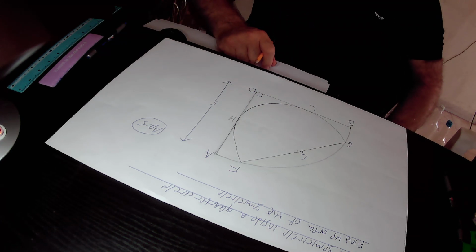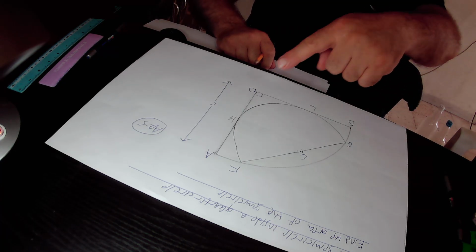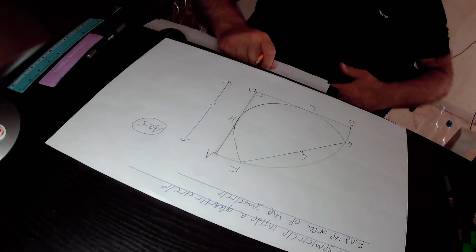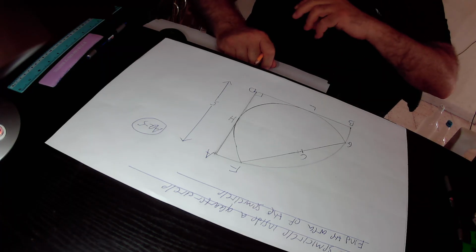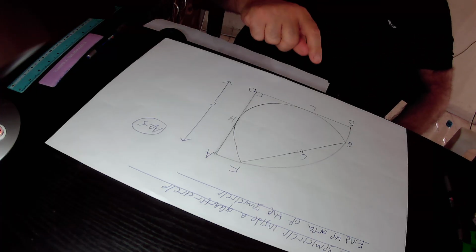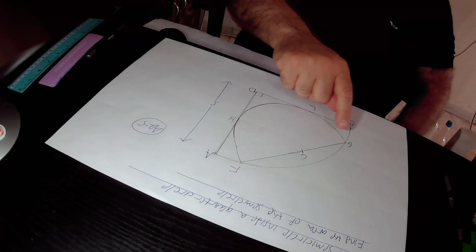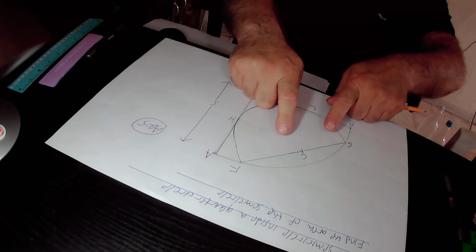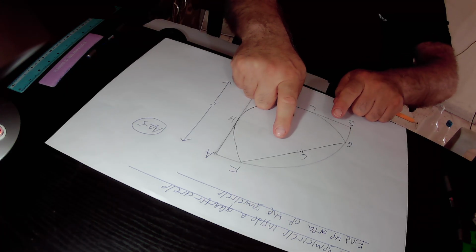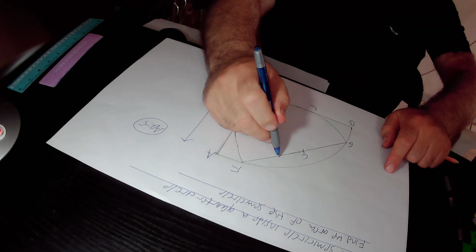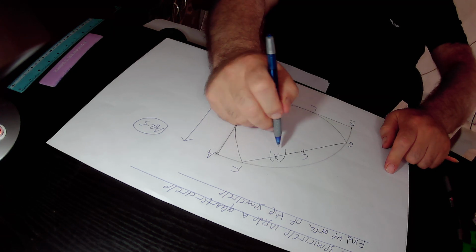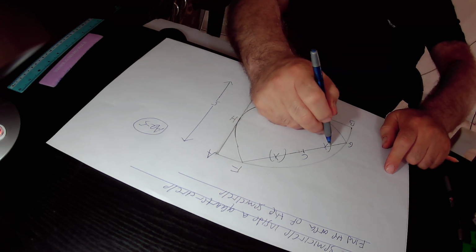In the next step, we will define the radius of this semicircle as X. Therefore, CF equals CG. They are both the radii of this semicircle. Therefore, each of those two radii is equal to X. So, CF equals X. CG also equals X.